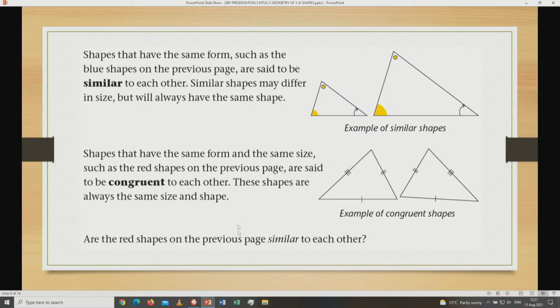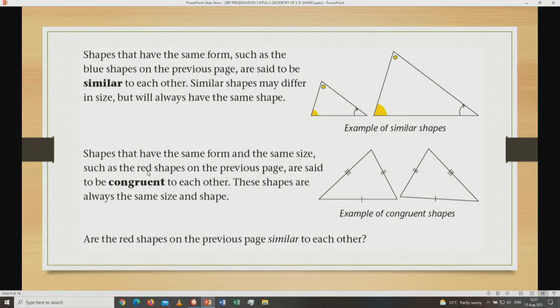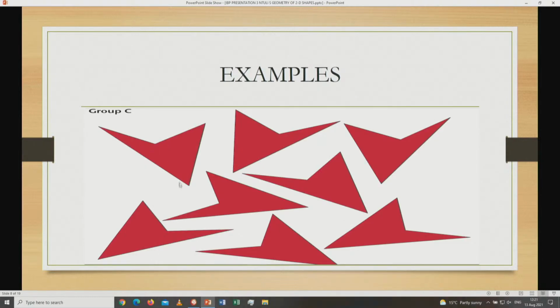Now the question is, are the red shapes on the previous page similar to each other? The answer would be no, guys. Remember, we said that similar shapes may be the same shape but different sizes. In these red shapes, they are all equal, so they are not similar.